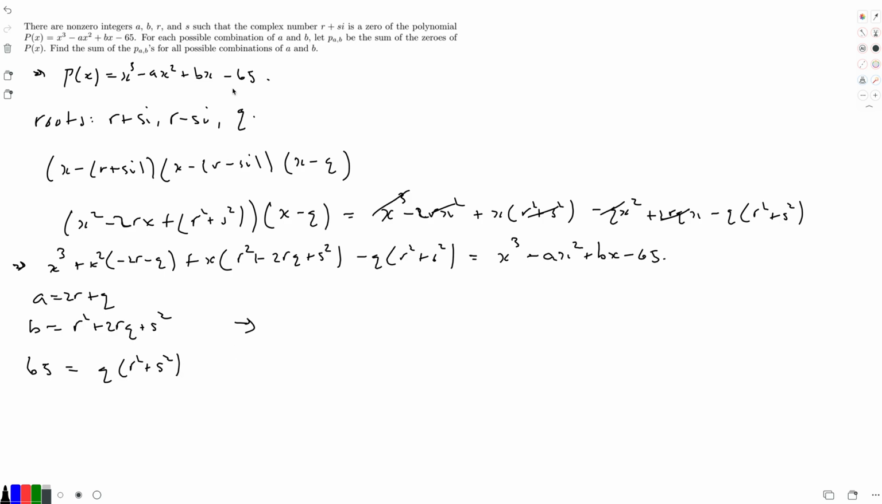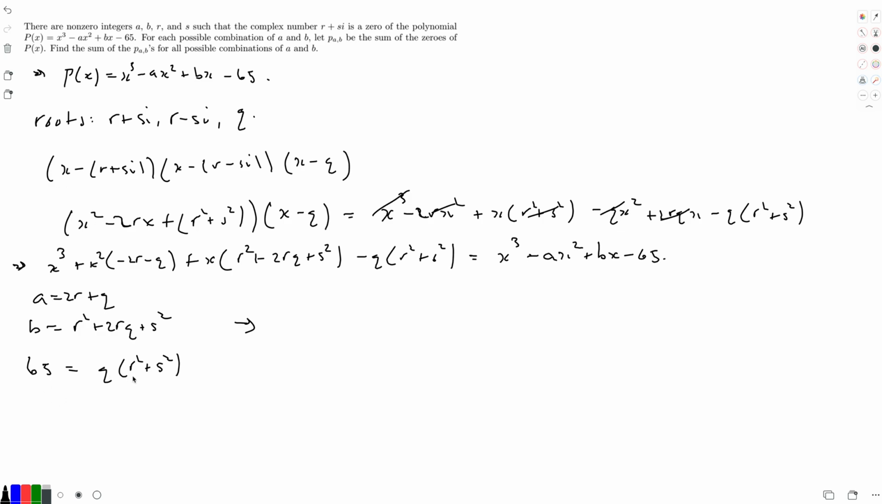Okay, so now let's see what the problem's asking for again. For each possible combination of a and b, for each legal a and b, let p(a,b) be the sum of the zeros of p(x). The sum of the zeros by Vieta is just a. So we just need to find the sum over the values of a's. Okay, I think I can handle that.